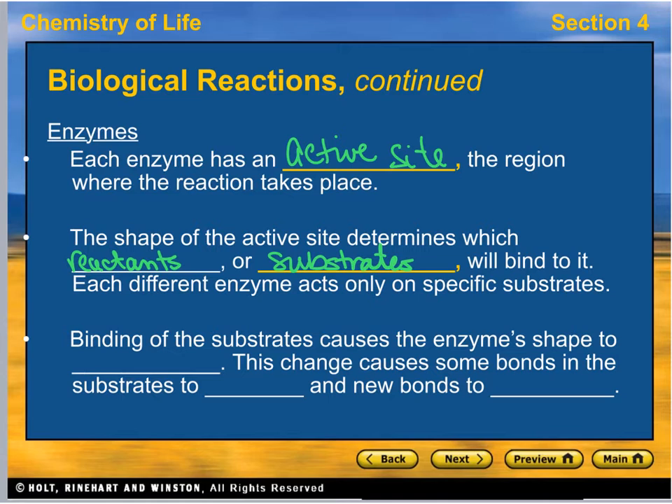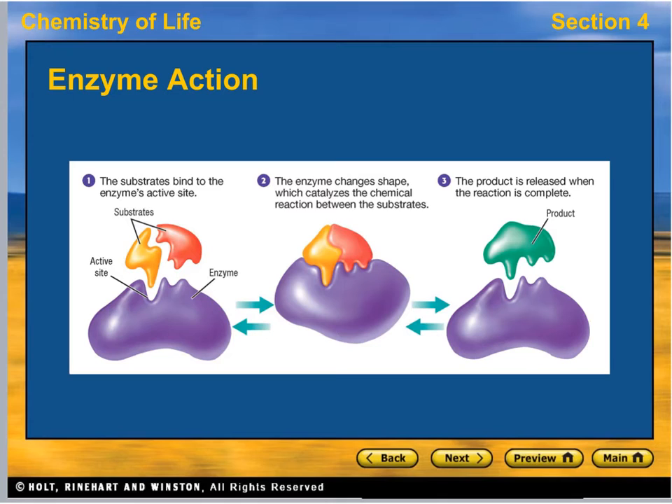The binding of the substrate causes the enzyme shape to change. This change is going to cause some bonds in the substrates to break, and new bonds can then form. If we take a look at this visual, you can see that this purple shape is the enzyme itself, and this little cutout is what we would call the active site. This active site has a very specific shape to allow only certain things to come into it. So again, like that lock and key.